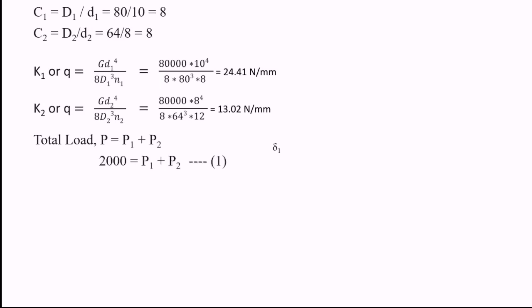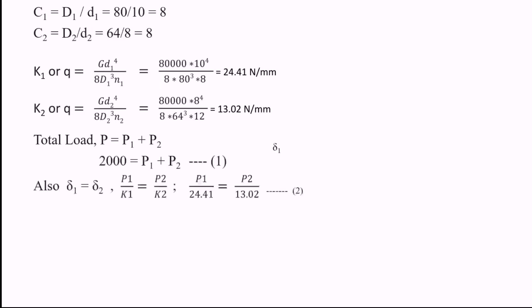The total load given to us in the question is 2000, hence I can write P is equal to P1 plus P2. So I will get one equation, P1 plus P2 is equal to 2000. Let this be equation 1. Also for concentric springs, if it is not given, we will assume that the total deflection in spring 1 is equal to the total deflection in spring 2.